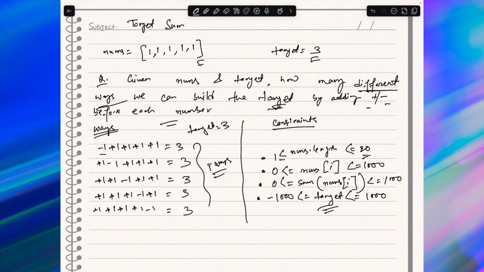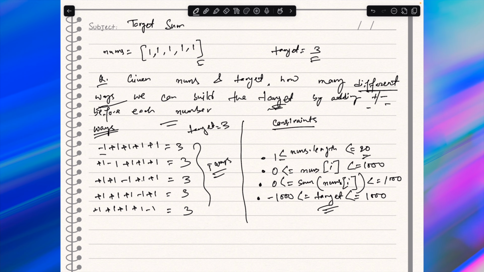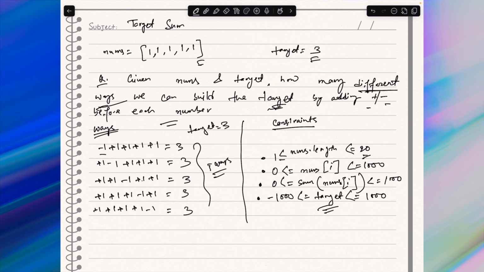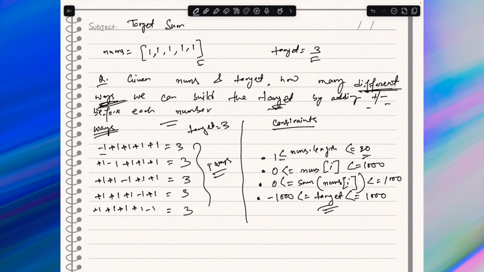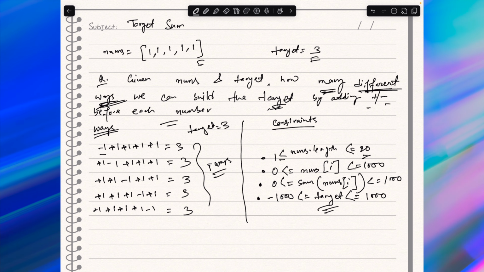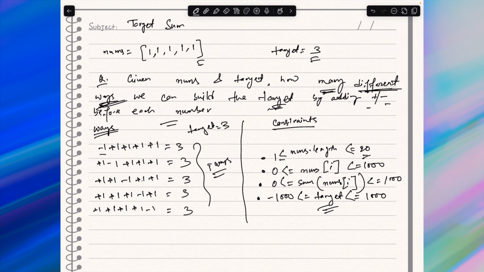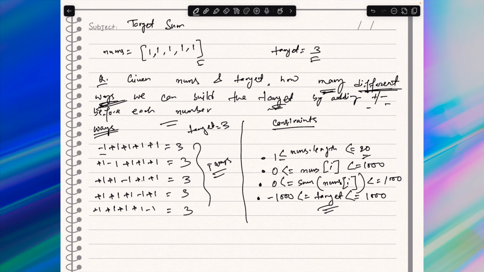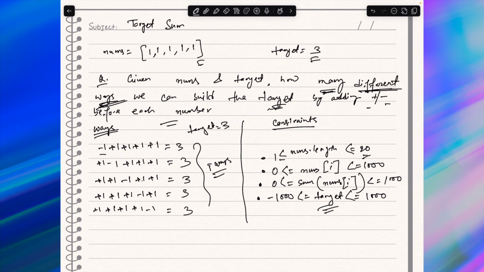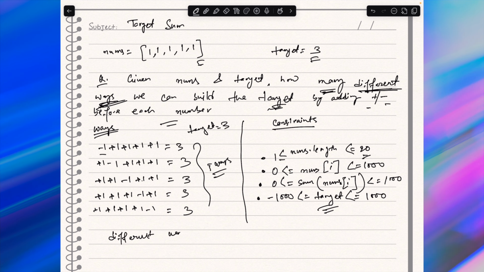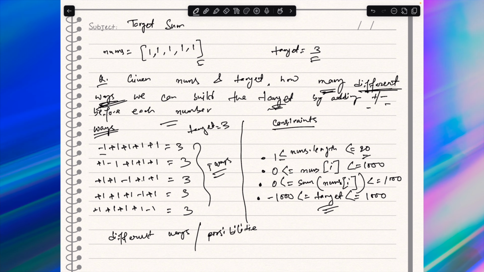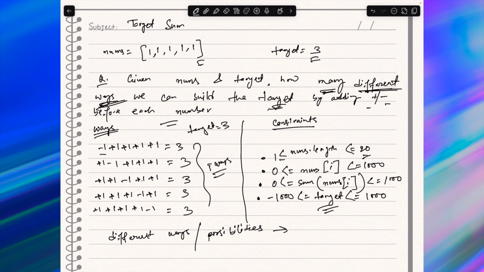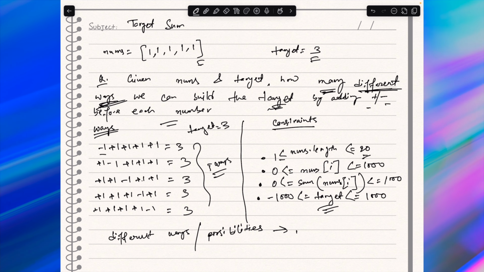Okay, so we can see there are keywords over here. There are different ways. How many different ways, very important. How many different ways can you build the target? So if we need to find how many different ways or possibilities, then we can take recursion.